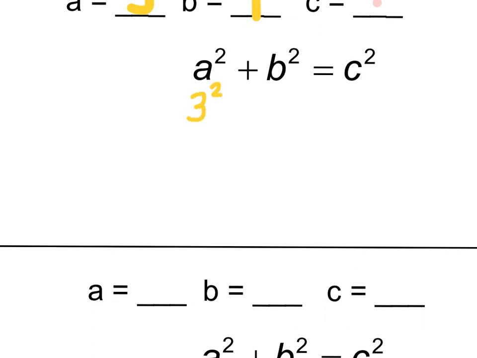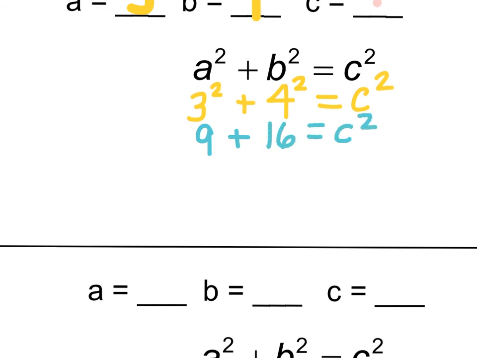3 is a, so we'll have 3 squared. 4 was b, so plus 4 squared equals c squared. 3 squared is 9. 4 squared is 16. That is equal to c squared. We can simplify further. 9 plus 16 is equal to 25. We are still not complete because we need to isolate the c completely.